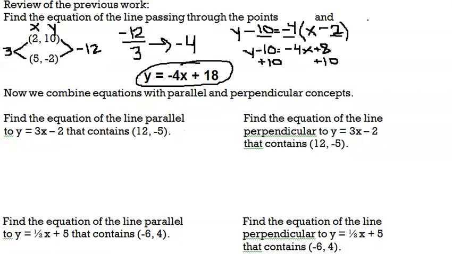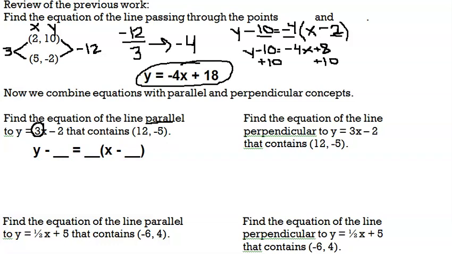Now, when we start getting into parallel and perpendicular, this is where we have to read the question carefully. Find the equation of a line parallel to y equals 3x minus 2 that contains the point (12, -5). So first of all, I want you to look at the slope number of the old line. I refer to it as the old line. It's the line they give you. In this case, 3. Now, I bring that up because that's what we're going to need to know in order to make our decision about what we're going to do with the rest of the problem.